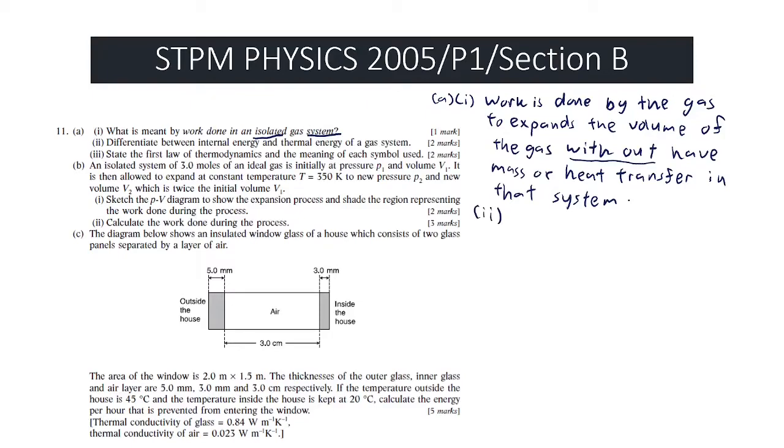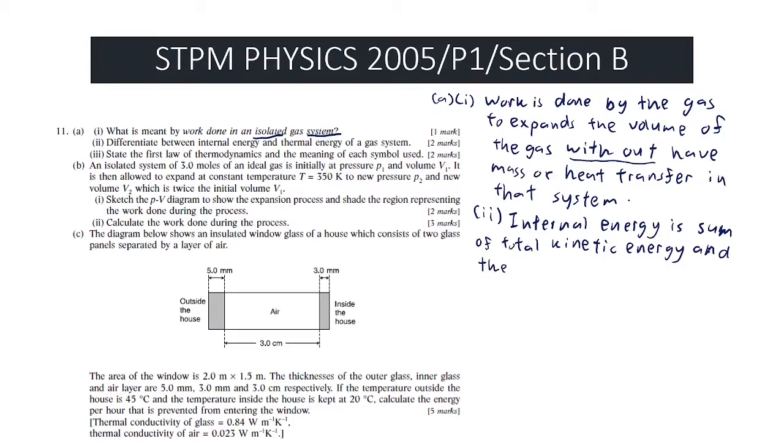For this, we start from the internal energy. Internal energy is a sum of total kinetic energy and the potential energy. This is how we define the internal energy.